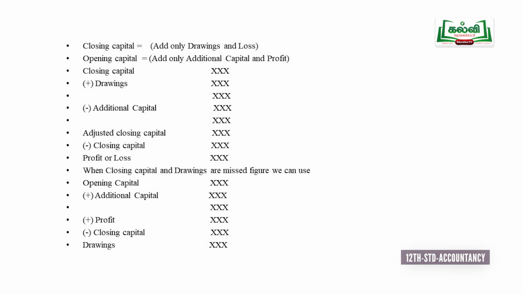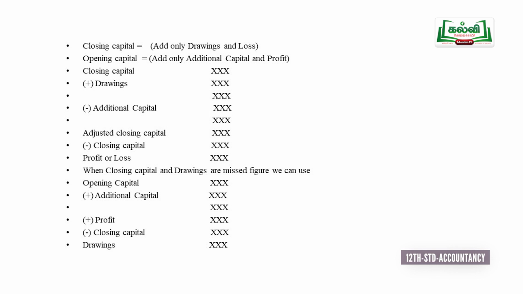But as per format, we have to follow closing capital plus drawings minus additional capital minus opening capital, we can have profit or loss. But when closing capital and drawings are missed, we have to use only the opening capital format as a working note. In opening capital, we have to add only two, as I told already. Only two should be added with the opening capital, that is additional capital and profit.